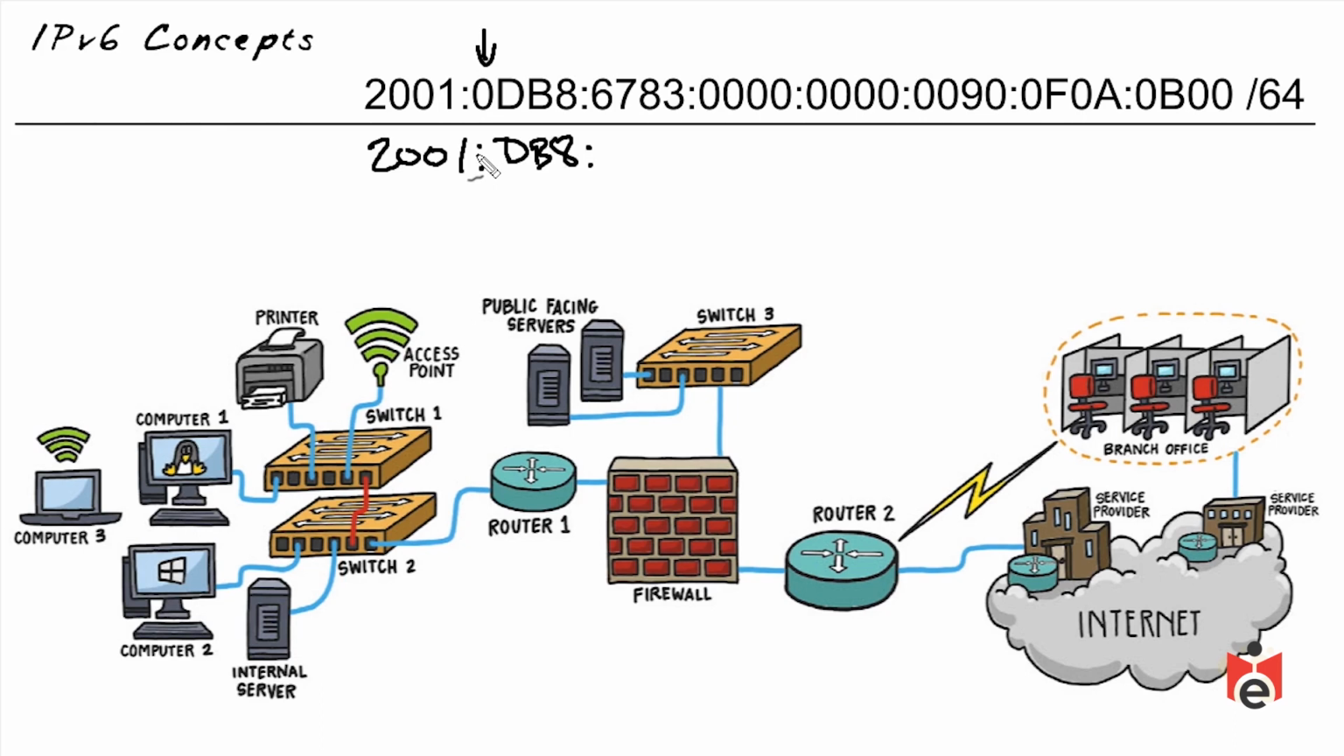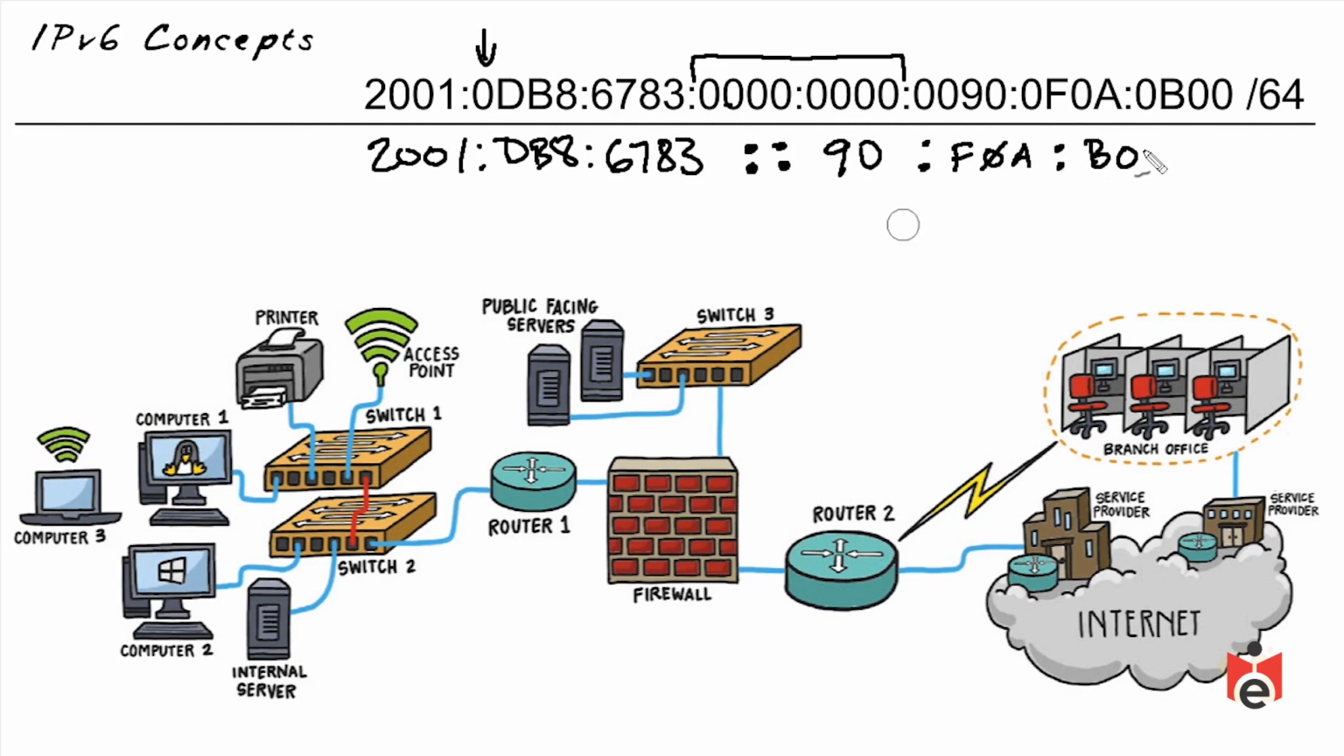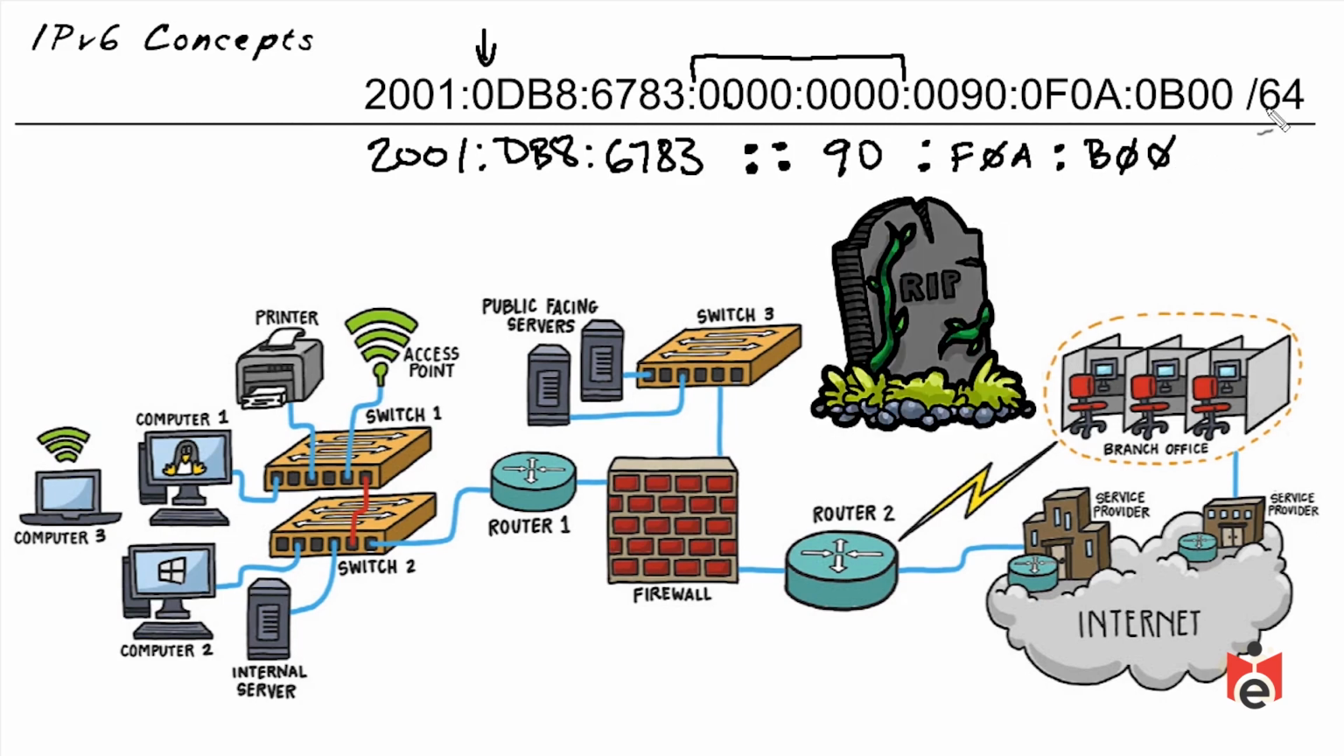Another shortcut when representing IPv6 addresses is that if there's multiple groupings of zeros, like right here, we have 2 consecutive groups of zeros, we can represent that by just putting a double colon in. So if we finish this IP address, this would be 6783, and then to represent these 2 or more groups of zeros, we just use back-to-back colons, just like that. And then we'd finish off the IP address. So the 0090 could be represented as 90, the 0F0A could be F0A, and the 0B00 could simply be B00. Or, if it's close to Halloween, boo!